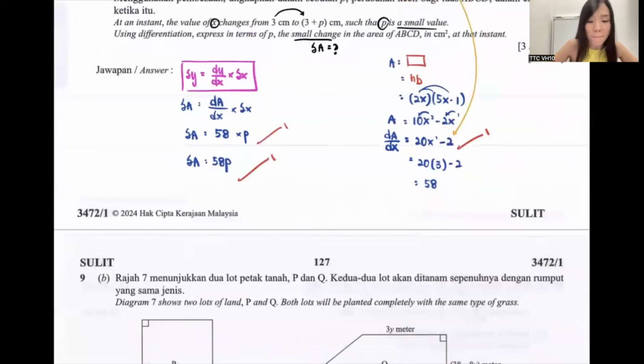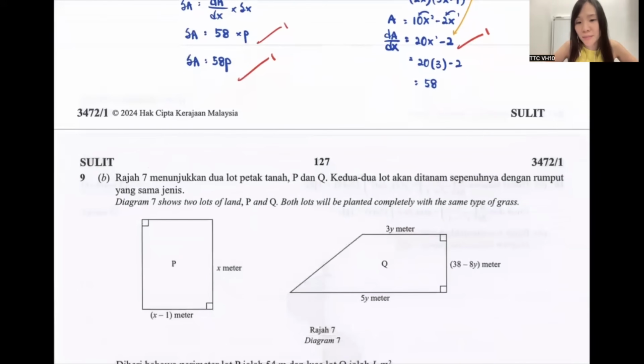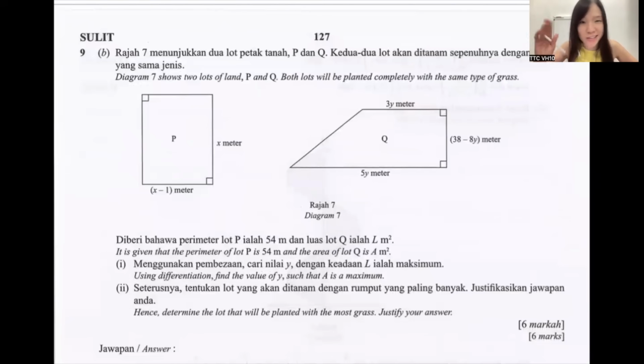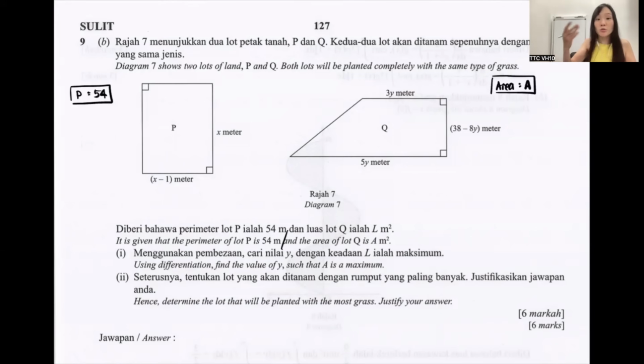Let's move on to B. B, guys, they say what? They say diagram 7 now shows two lots of land, land P and land Q. Both lots will be planted completely with the same type of grass. So both of you will have some grass on top of it, okay? Next one, it's given that the perimeter for lot P is 54. Okay, I read everything, I write everything. So now they say the perimeter for this one is 54. Okay, I write on the left side. Hopefully you guys know it's for P, okay? Next one, and the area for lot Q is A. It's actually just a name, just an alphabet to represent it, okay?